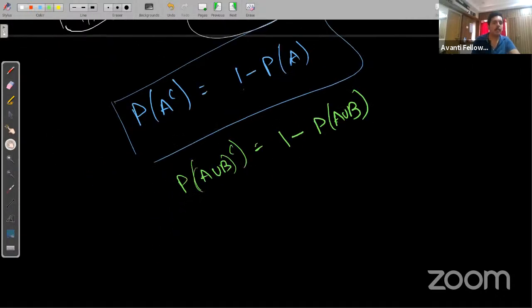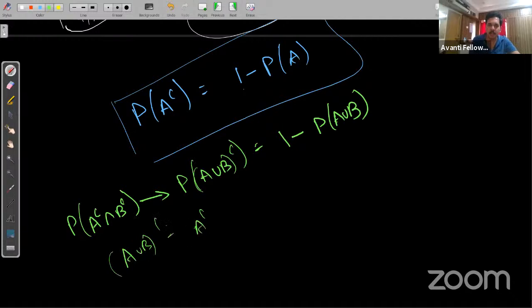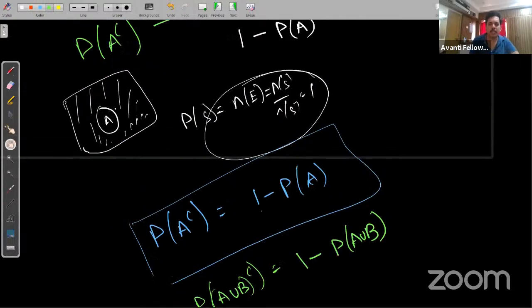So here, if someone is asking you P of A complement intersection B complement, it is the same as P of A union B whole complement, right? So each and everything is interlinked. So please be careful, guys. You already know that A union B whole complement is nothing but A complement intersection B complement, right? So it is completely vice versa. Each and everything is important. According to this only, we always try to solve the problems. So please remember these things.